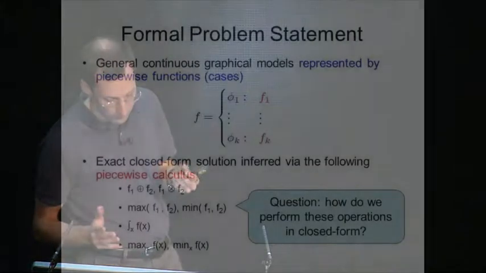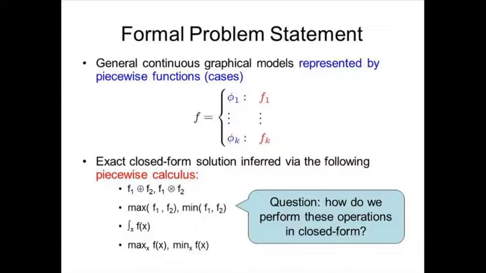you would actually need to max out over a variable in a function. So in general, for the inference you need to do, you need to do these things. And the question is, if my functions are in case form, how would I perform these operations in closed form, such that the result is a case statement? Let me go through that.